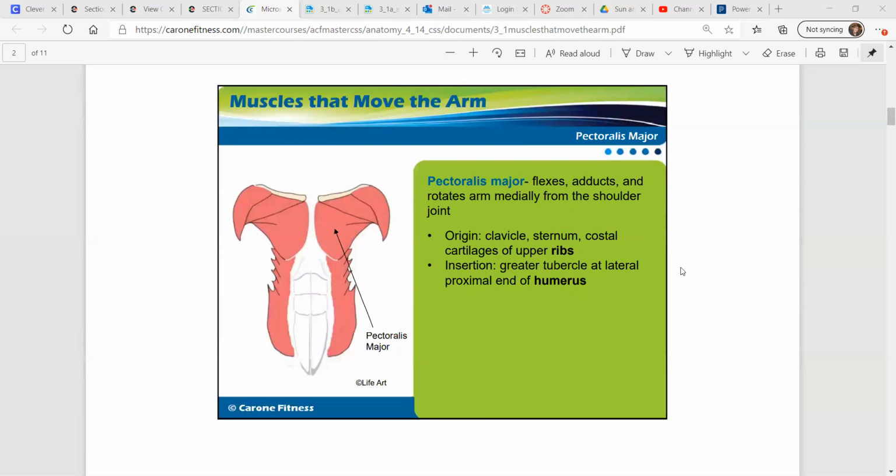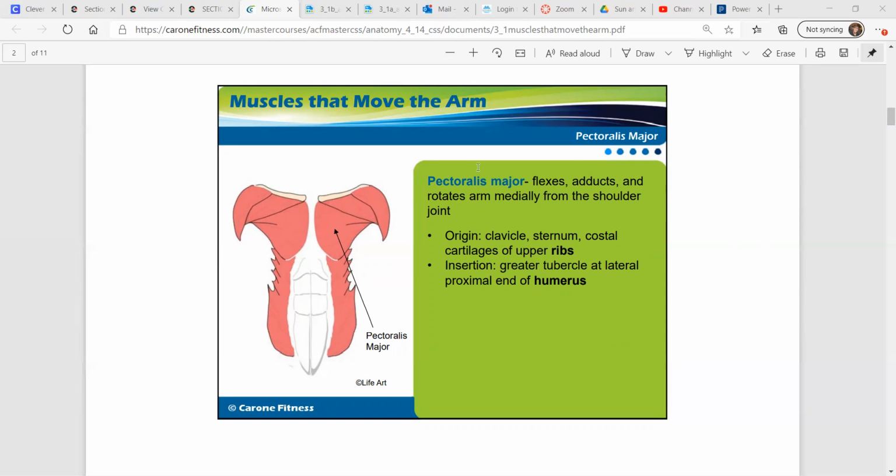The pectoralis major flexes, adducts, and rotates the arm medially from the shoulder joint. So anytime you're moving or rotating your arm more forward, you can kind of feel your pectoralis major moving around, flexing. The origin is at the clavicle, sternum, costal cartilages of the upper ribs, while the insertion is the greater tubercle at the lateral proximal end of the humerus.